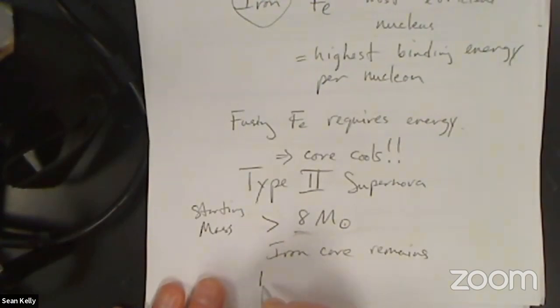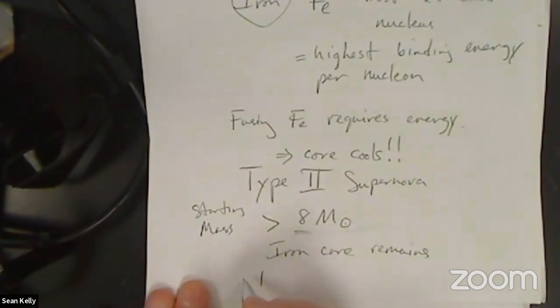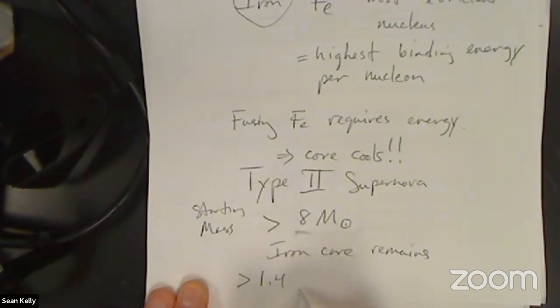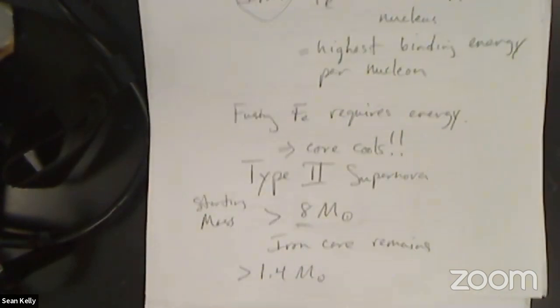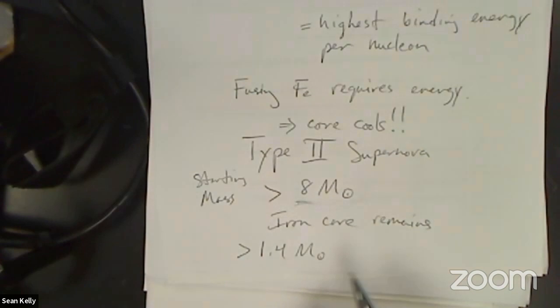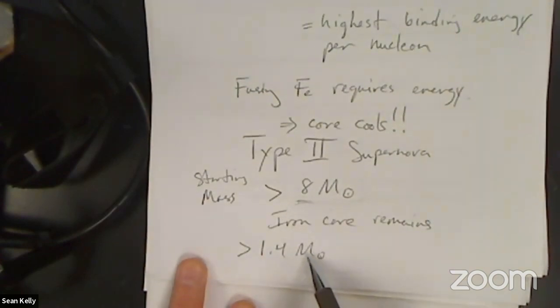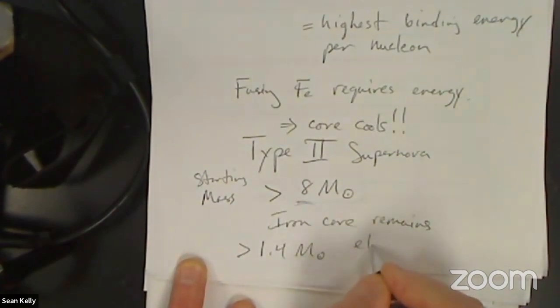The leftover mass is greater than, so the iron core is greater than 1.4 solar masses. Okay, that's why the story I'm about to tell you has to happen. If you remember, 1.4 solar masses is the largest mass white dwarf you can have. What happens when you go above this? The Chandrasekhar limit, right?